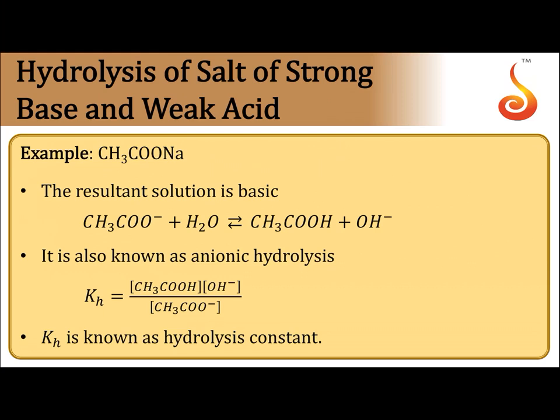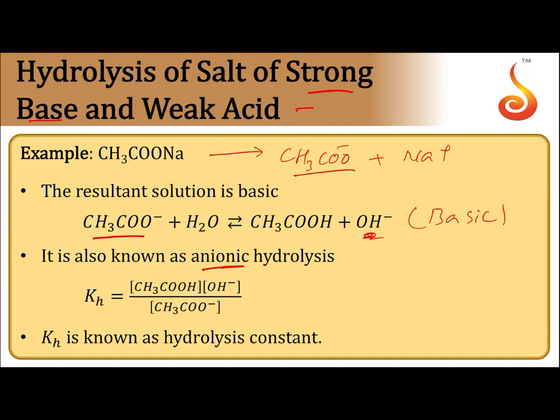Let us take a salt of strong base and weak acid. When you dissolve sodium acetate, you are going to get acetate plus sodium ions. Here acetate ions react with water and produce OH minus ions. Therefore, the solution is going to be basic in nature because of the OH minus ions. And it is called anionic hydrolysis because the anion reacts with water.